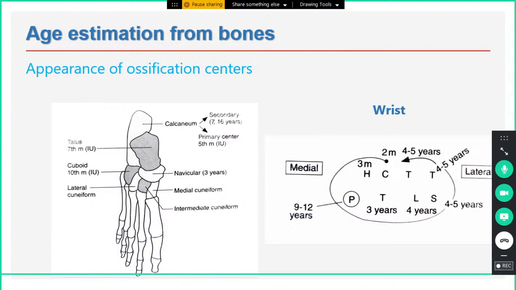At 2 years of age, there will be only two carpal bones. And then, as the years advance, the number of carpal bones is equal to the age in years. So a 3-year-old child will have 3 carpal bones, a 4-year-old will have 4 carpal bones, and 5 years will have 5, until 6, all the carpal bones except the pisiform. Pisiform will appear last.